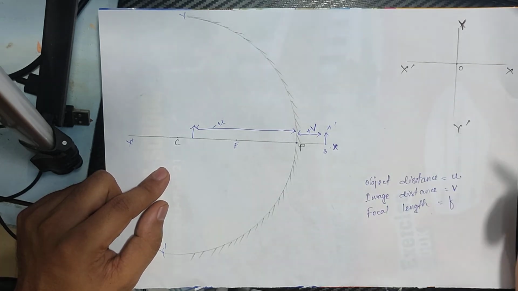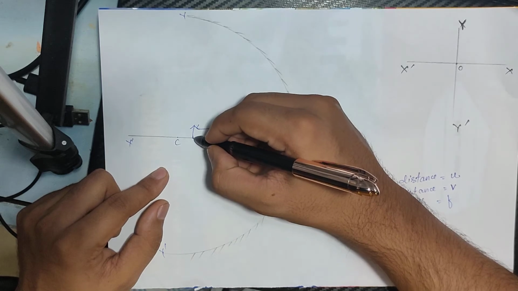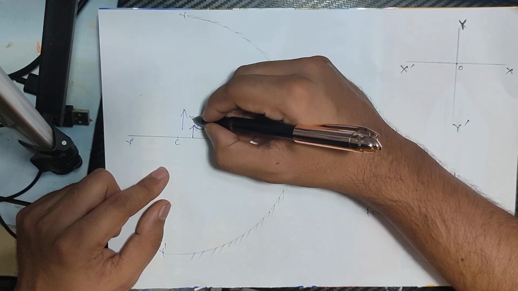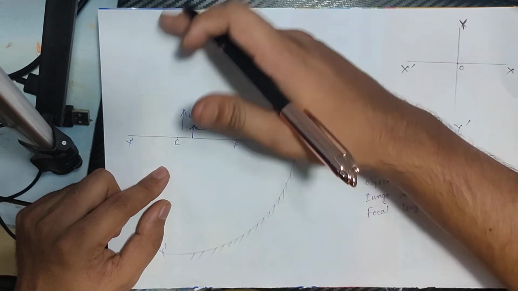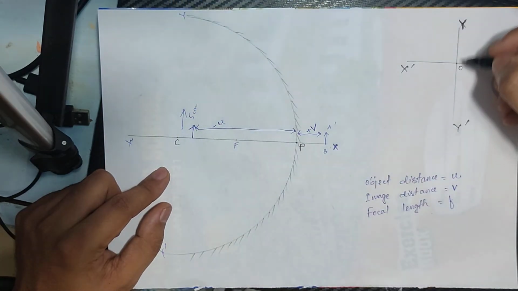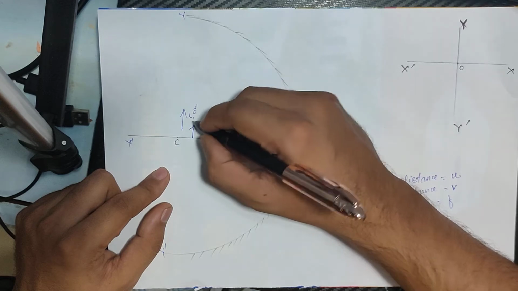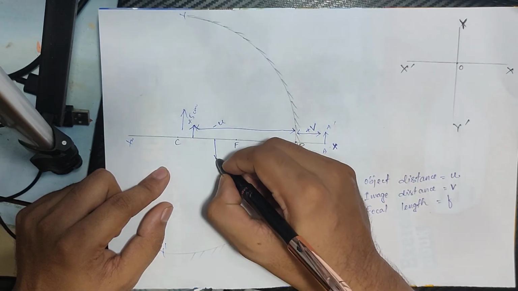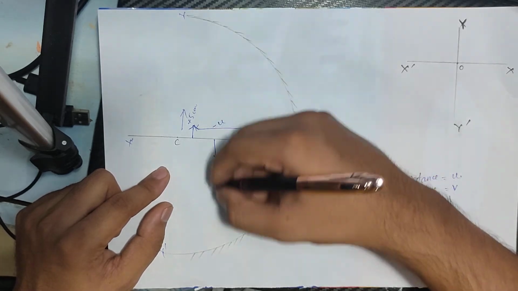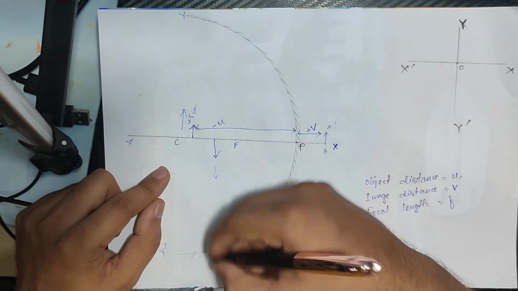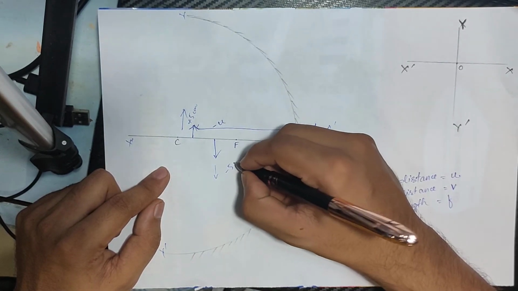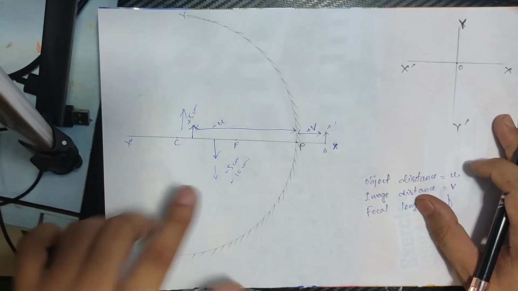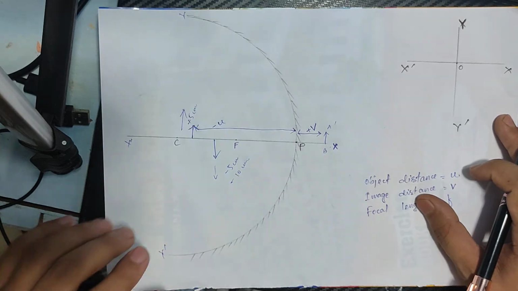Okay, similarly, consider the height of this object is towards this side, consider it is 5 centimeter, so it is towards the y-axis. As in this case, you can see it is towards this point, so it will be plus 5 centimeter. If an image forms here, consider, so it is downward, so height of the image will be towards y dash, so it will be minus 5 centimeter or minus 10 centimeter, whatever it will be, so it will be negative. So this is in case of concave mirror.